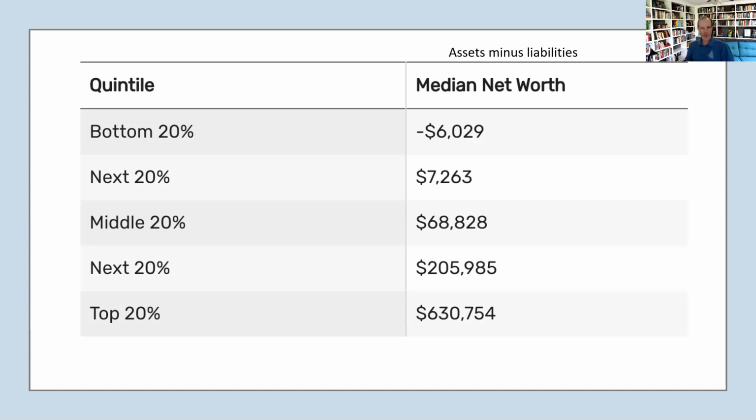So the bottom 20% actually has a negative net worth. Oops, I'm sorry, I thought I corrected all of these. So negative net worth, so they owe more than they have. So 20% of the country is basically in the minus. Our next 20% has a net worth of $7,000. The way to think about that is, they're on the positive, so that's good.